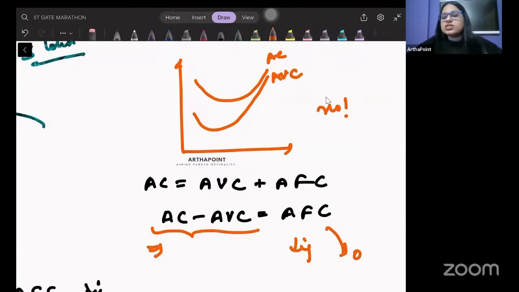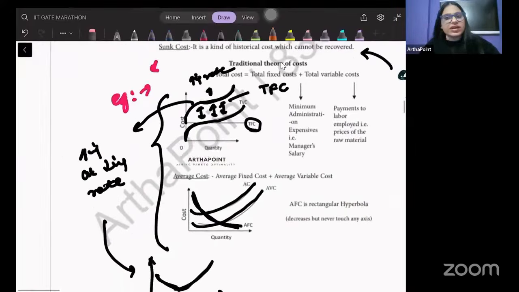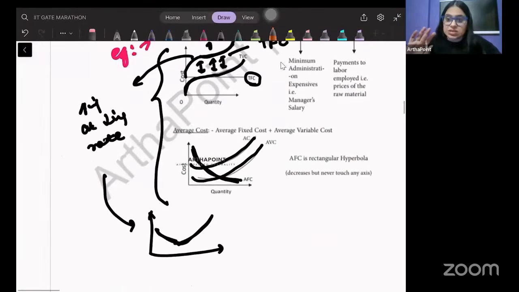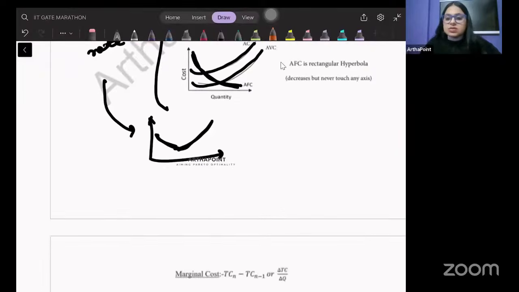No, sunk cost and fixed cost are not the same. Fixed cost is broader. Out of fixed cost, some can be recovered in the future, some cannot be recovered. The cost that cannot be recovered is the sunk cost. Correct, beta. AFC will be an asymptote. It can never cut the x-axis. AFC will always exist, right? But it will never be 0.